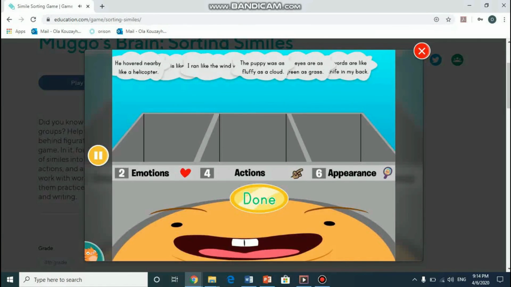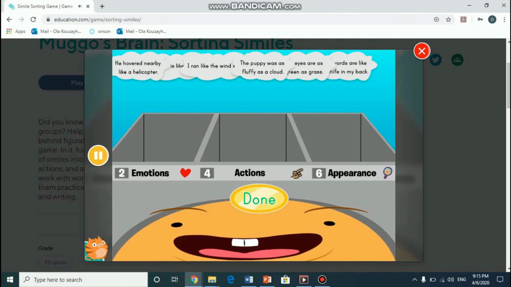Muggo has too many similes floating around in his head, and he needs help sorting them out. Sort the simile clouds into the categories listed in Muggo's brain. Put the similes that describe an emotion here. Put the similes that describe an action here. Put the similes that describe an appearance here. Hit the Done button when you're finished.